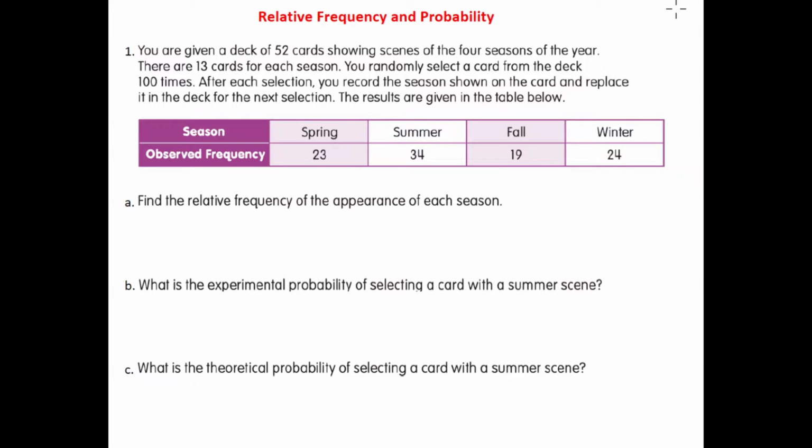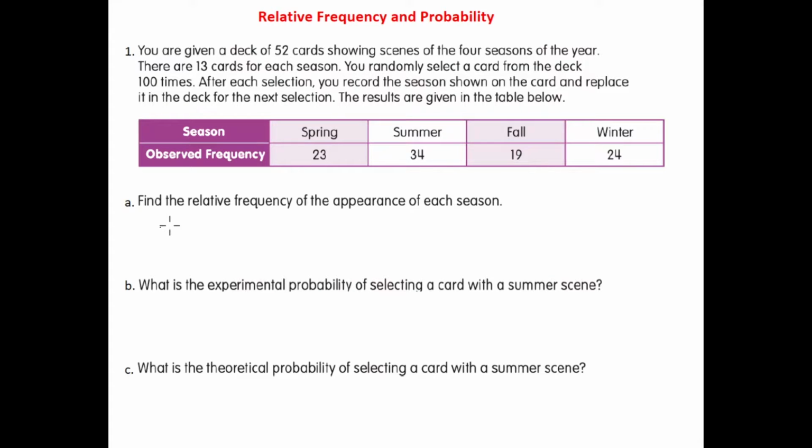In this lesson, we'll be reviewing relative frequency and probability again, and we'll use our worksheet from Wednesday's lesson as our review. So in our problem here, we're given a deck of 52 cards, and they're showing the seasons of the year. There's 13 cards for each season, and we're randomly selecting a card from the deck 100 times. After each selection, it was recorded in the table, and this table here shows spring, summer, fall, and winter, and the observed frequency for each of those seasons being selected.